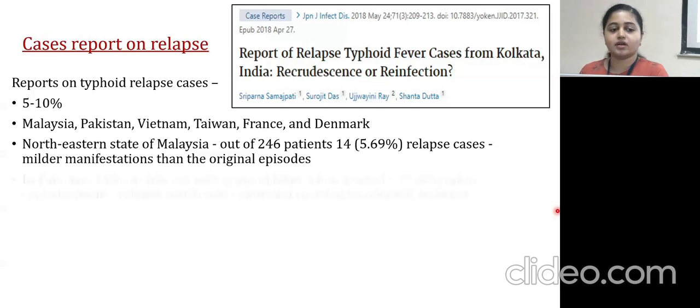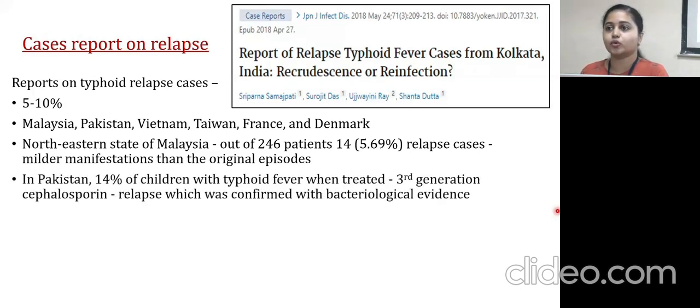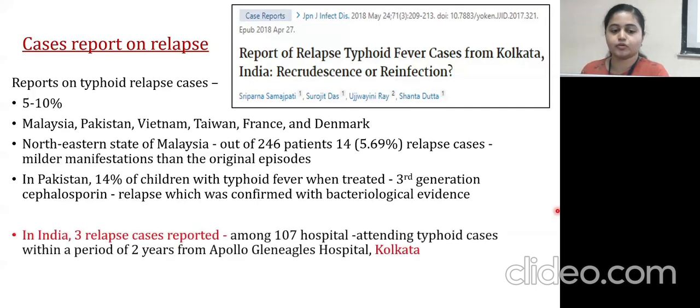And in Pakistan, about 14% of the children who were treated with the third generation cephalosporins had relapse. And this was confirmed with bacteriological evidence. So till 2018, we didn't have any relapse cases reported from India. But in a paper from 2018, they are reporting 3 relapse cases from Kolkata. Out of 107 hospital admitted typhoid cases within a period of 2 years, they have reported 3 cases.